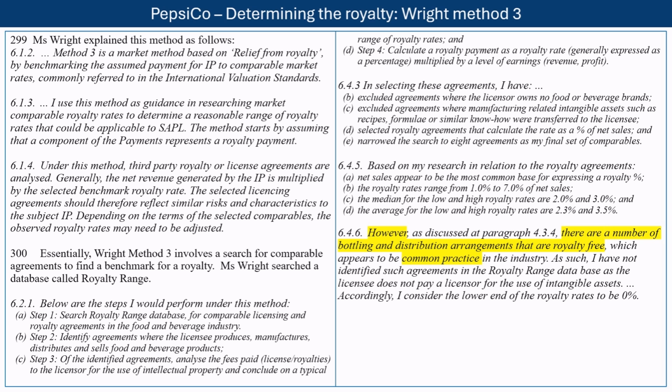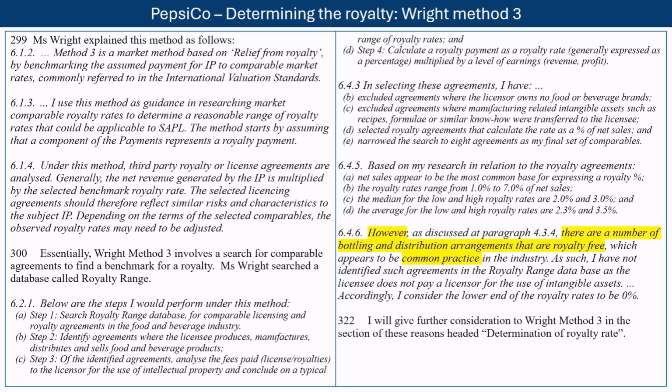So she says, I found these comparables, but I don't think they are really comparables because they may not all be in the bottling industry. And there are a number of agreements where there is a zero rate, but because there are zero rates, they will not be in the databases that we search, right? So you're already dropping a large number of comparables. As such, I have not identified such agreements in the royalty range database, as the licensee does not pay a licensor for the use of intangible assets. Accordingly, I consider the lower end of the royalty rates to be 0%. So she's sticking to her guns. I will give further consideration, says the judge, to Wright method 3 in the section headed determination of the royalty rates. And we'll have a look at that at the end of this video when we come to the judge's conclusion.